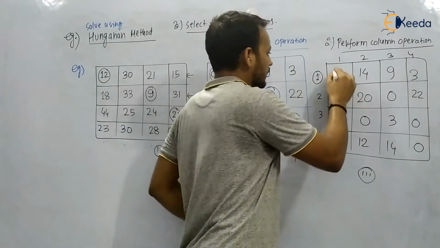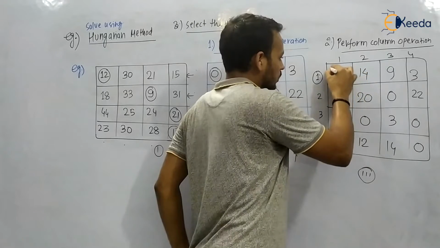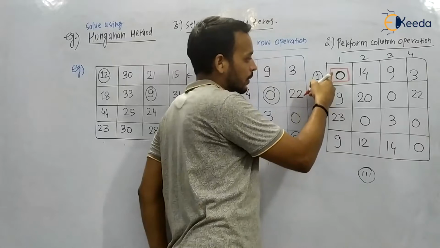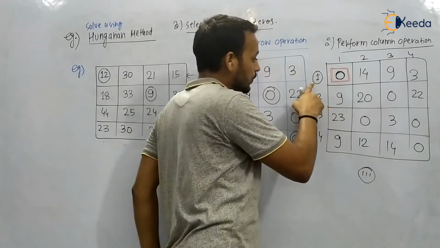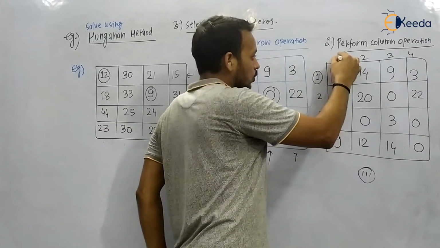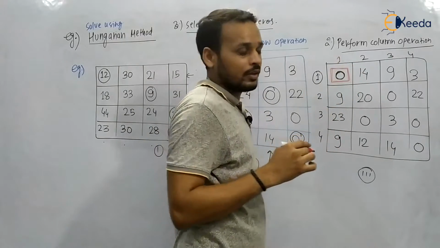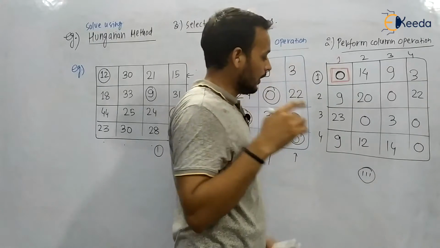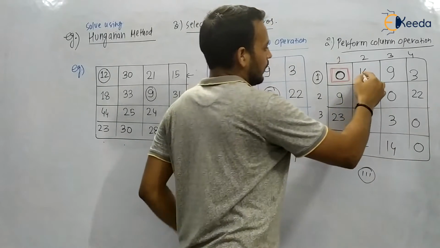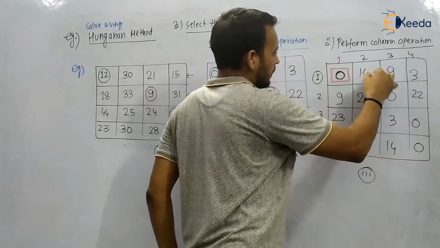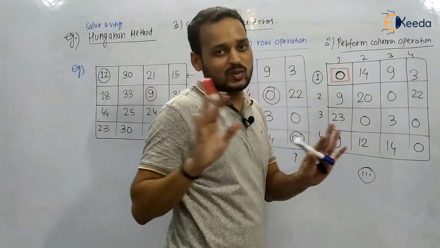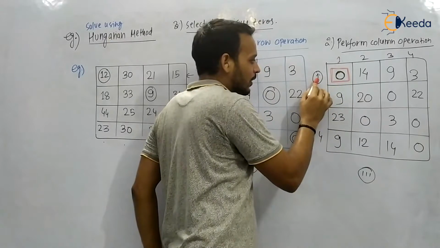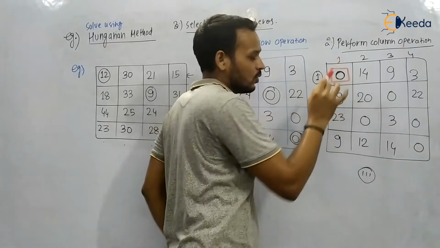Suppose we have selected this zero, so this is unique. It means that factory 1 has supplied the item to this destination point. If there was also a zero here, we would cut this zero; we are not going to select it. So this zero signifies that factory 1 has supplied its items to destination 1.